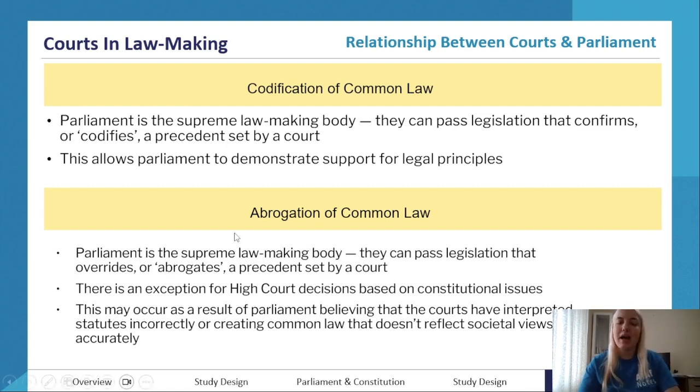The only exception is for High Court decisions based on matters relating to the Constitution. We said the High Court has that power to declare Parliament's laws unconstitutional or ultra vires and immediately declare them invalid. So Parliament cannot override that. That's not within their scope. Everything else, yes, they can abrogate any other common laws. So this usually occurs as a result of Parliament either believing that the courts have interpreted statutes incorrectly and they didn't get what Parliament wanted through their statutes, or if they create a common law that does not reflect the societal views accurately and is not fair.